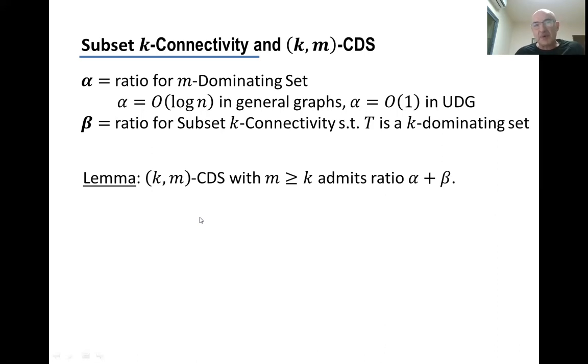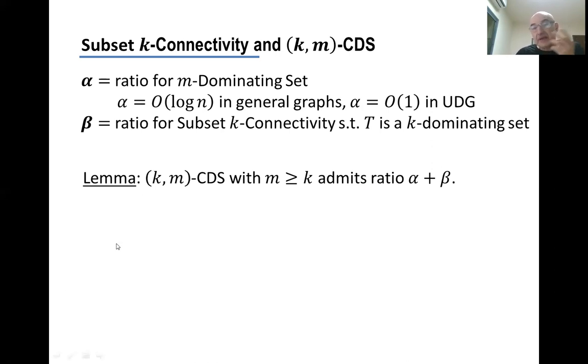So let's see how our problems are related, how subset k connectivity and the k-connected m-dominating set are related. So let us denote by alpha the best known ratio for m-dominating set. And it should be noted that alpha is fairly low compared to the ratio for the KM-CDS. So alpha equals order of log n in general graphs and order 1 in unit disc graphs. And beta is the best known ratio for subset k connectivity, with the additional requirement that the instances are special. When I say instances are special, this means that T is already a k dominating set in the graph. So beta denotes the best ratio for subset k connectivity, such that the set T of terminals is a k dominating set.